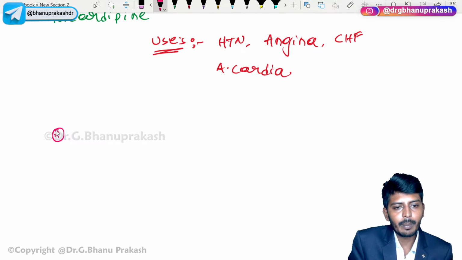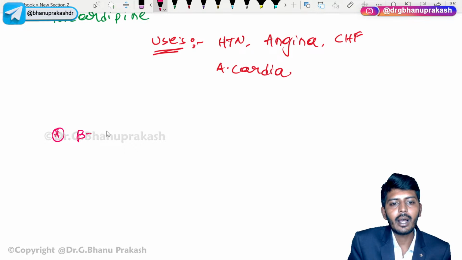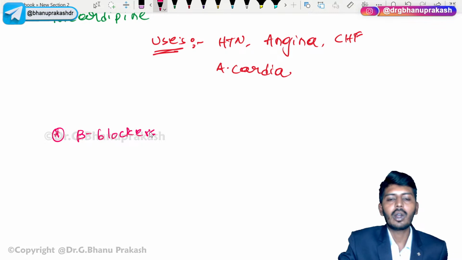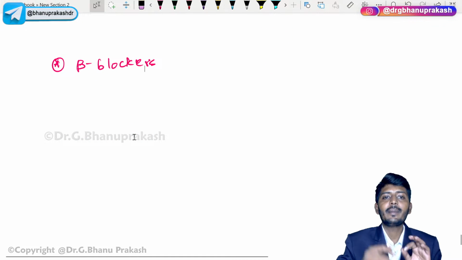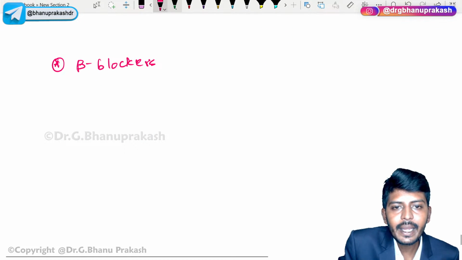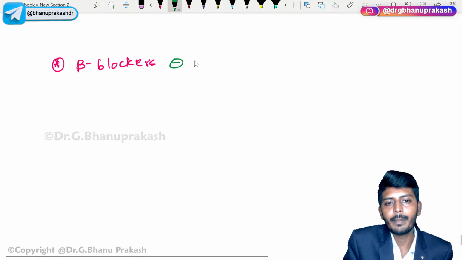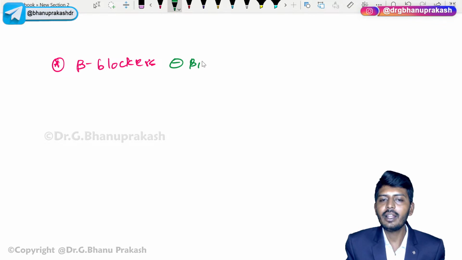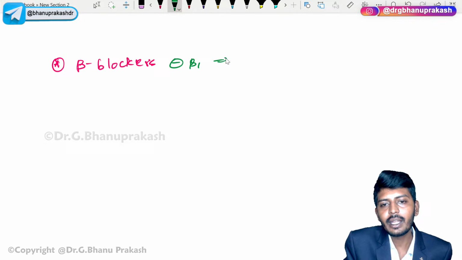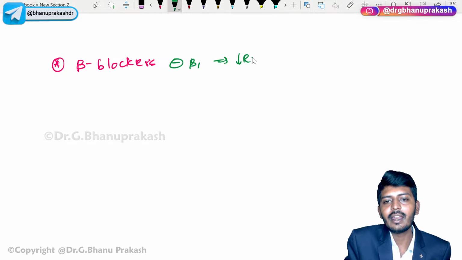The first and most important, we have something called beta blockers. One of the most important clinically related concepts: beta blockers will block the beta 1 receptor. If they block the beta 1 receptor, automatically they will decrease the renin release.